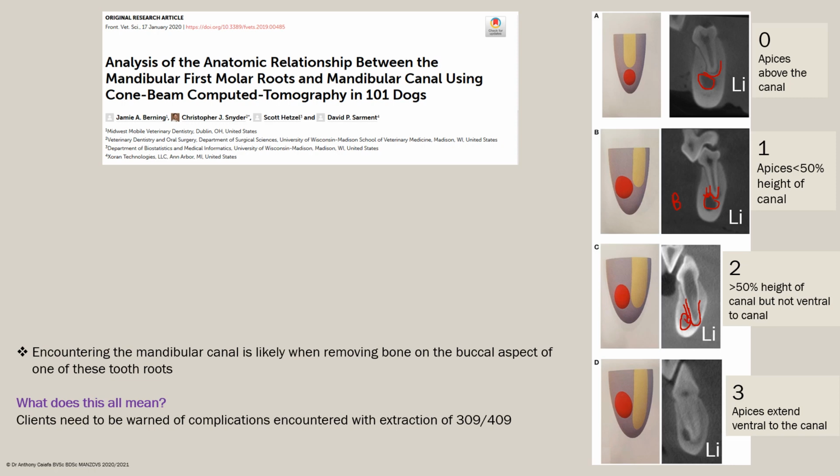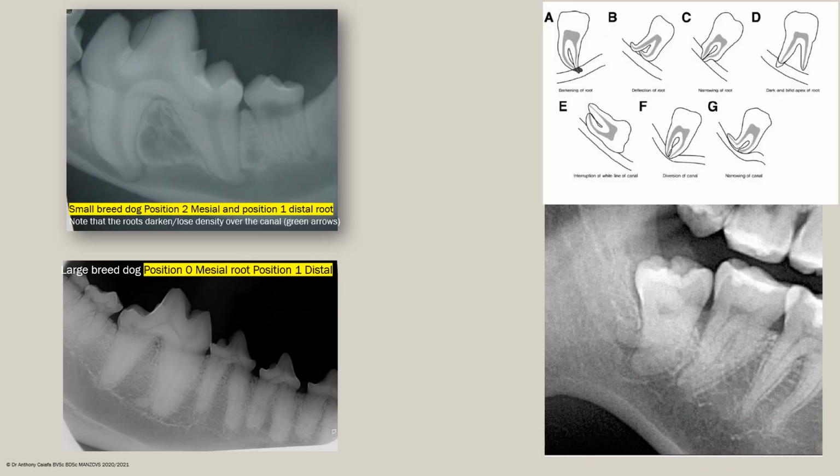And apical position 3 here is where the apex extends ventral, so it's below the canal. Even worse here, because if we're removing bone here and we have to get to the apex, say we fracture the root here and we remove bone to the apex, we may actually be into the mandibular canal. So this is quite a worrying situation.